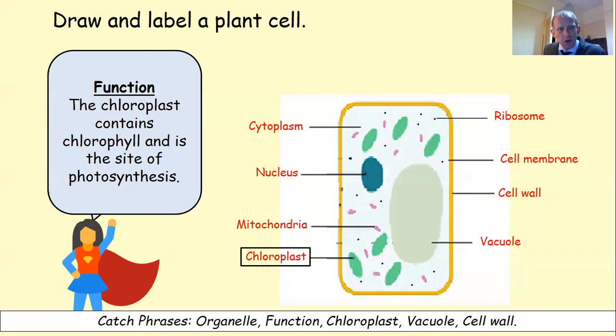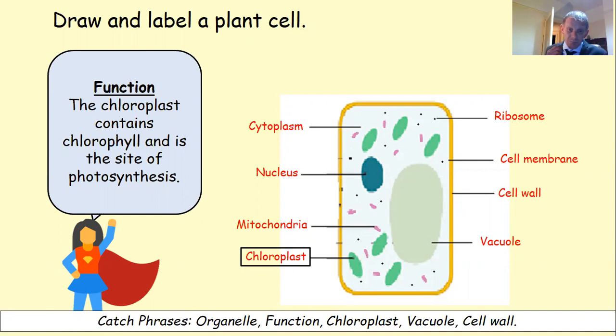We finally move on to chloroplasts. Now, chloroplasts are really what makes plants plants. Plants are able to photosynthesize. That means they're able to produce their own food from sunlight and carbon dioxide and water. They combine those three factors together and they produce a sugar that their mitochondria are able to respire with.